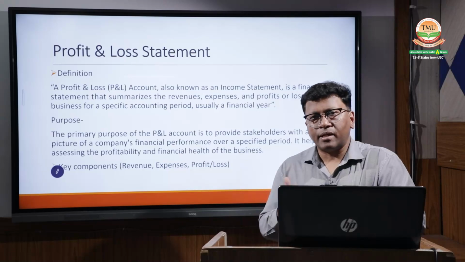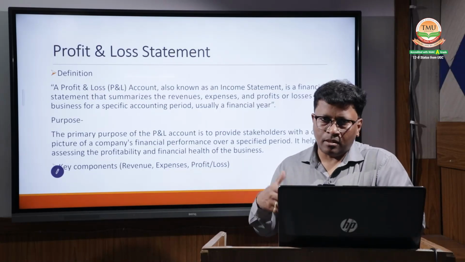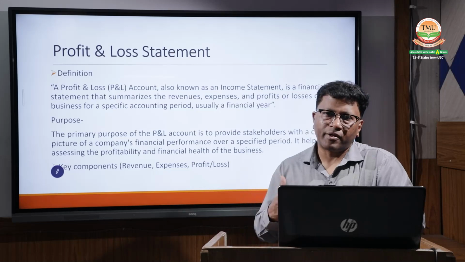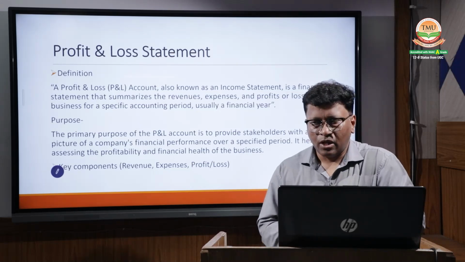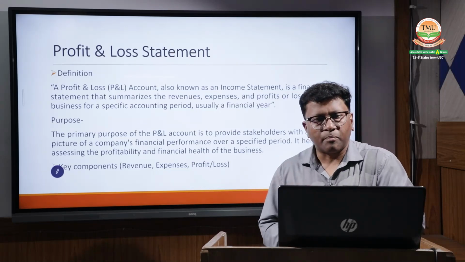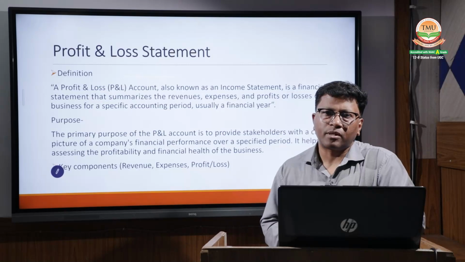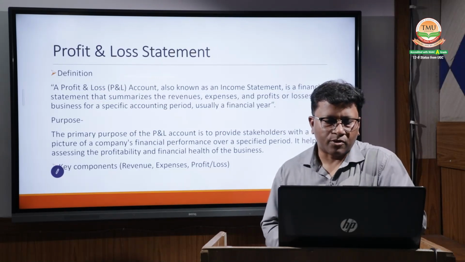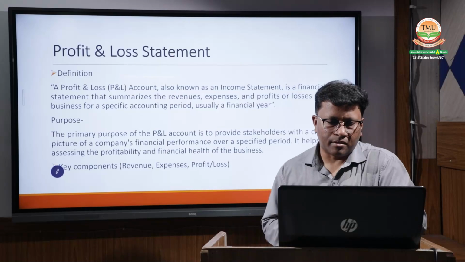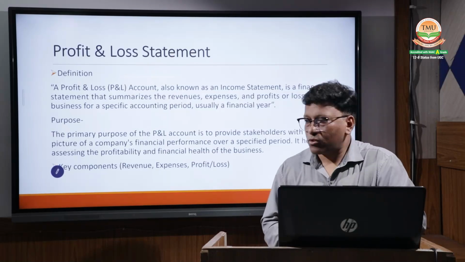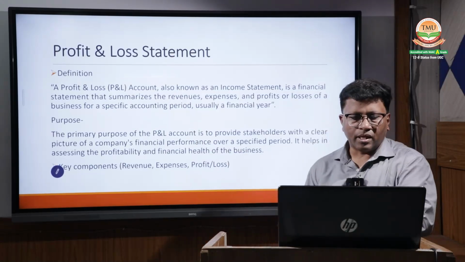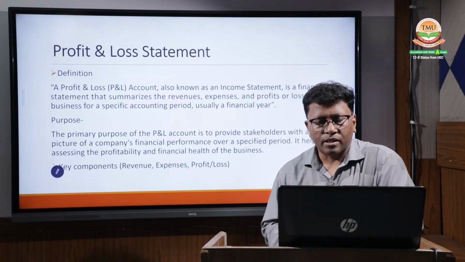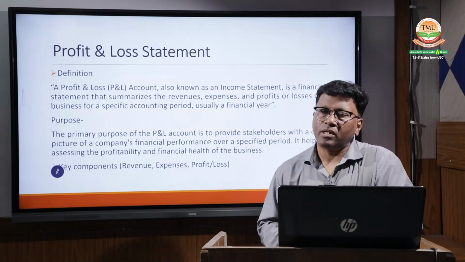That is when the P&L account is prepared, in order to find the profit or loss in the business. So the basic purpose of the profit and loss account is to find out the profit or loss faced by the business organization in a particular financial year, right? So what is the purpose? The primary purpose of the P&L account, as I told you, is to provide information to the stakeholders.